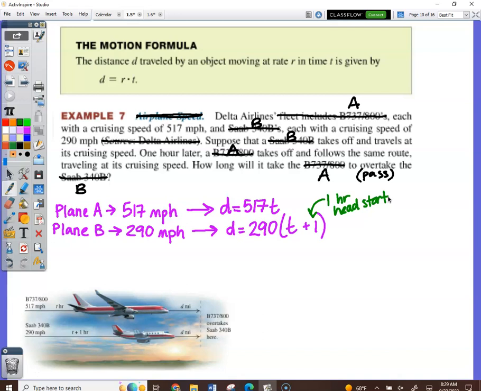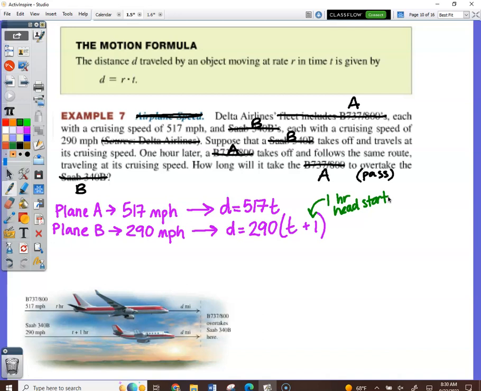So you have a motion formula for plane A going 517 miles an hour. You have a motion formula for plane B going 290 miles an hour, having been in the air an additional hour, right? And the question is, how long is it going to take for A to pass B? If A is going to pass B, first it has to be, what? In line with B, which is what math operation starting with an E? Equal. So if I want to know when it is going to pass it, I can find when they're equal, and then it's the given time after that.